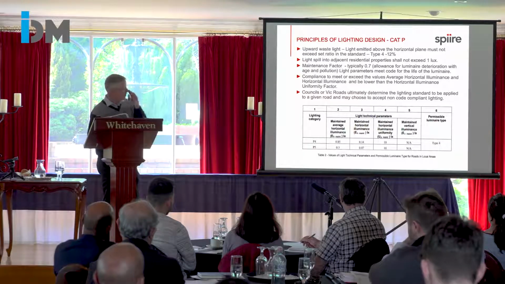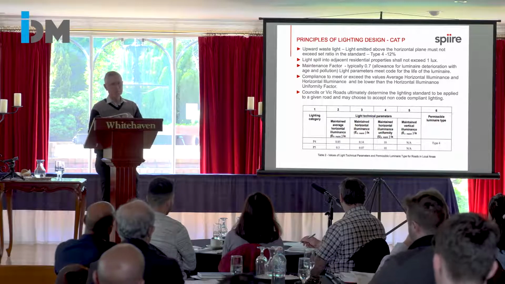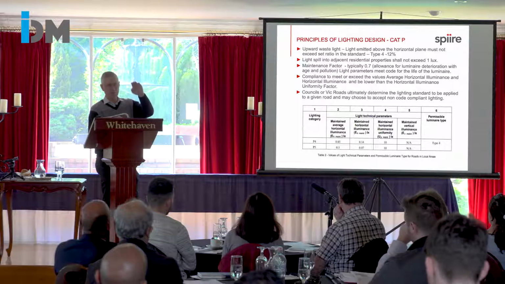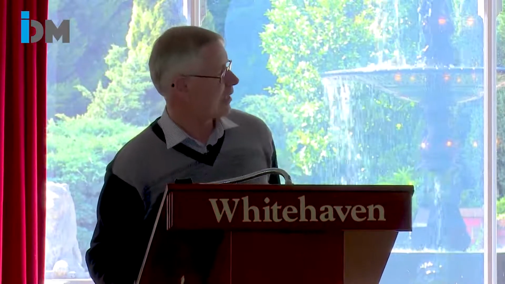And uniformity factor basically is a ratio of the minimum amount of light at any point in that road reserve compared to the maximum amount of light in that road reserve. So it's going back to that more uniform light distribution. You will still find in category P areas there is a significant difference between the brightest part and the dullest part, but provided it's within that ratio of 10, it's still acceptable.